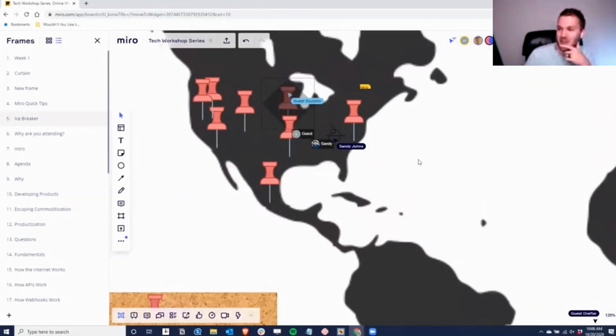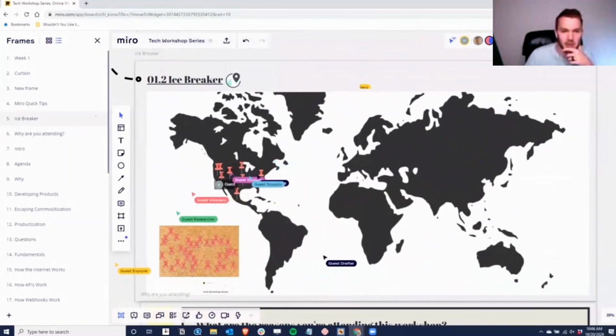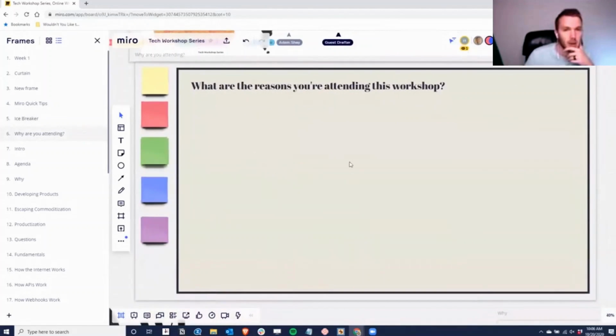This is the beauty of Miro. You get people drawing things, and it can become a bit of a dumpster fire. Okay, so you've moved to pointer now, most of you. One more thing. I'm going to pull you over to the next board.